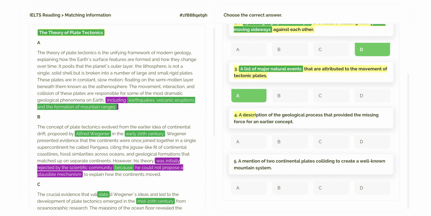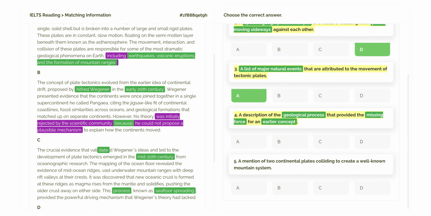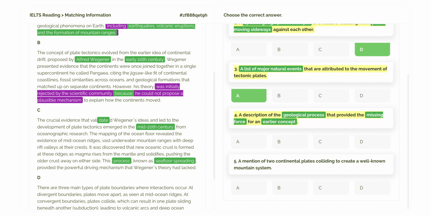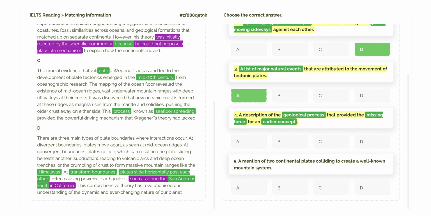A description of the geological process that provided the missing force for an earlier concept. The keywords here are geological process, missing force, and earlier concept. This connects a process to an old theory that was incomplete. Our paragraph map shows that paragraph B introduced the early concept with a missing part, and paragraph C described the discovery that filled that gap. So the answer must be in paragraph C. The final answer is C.